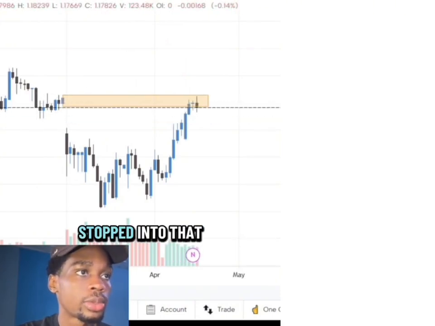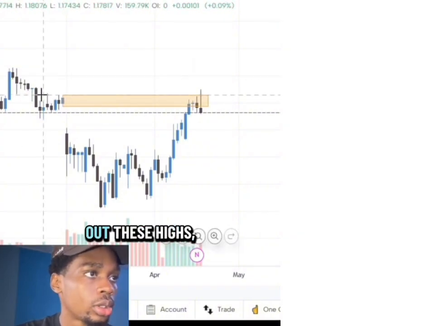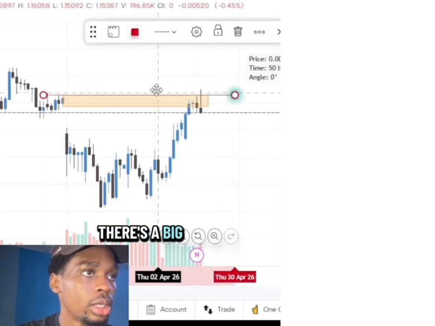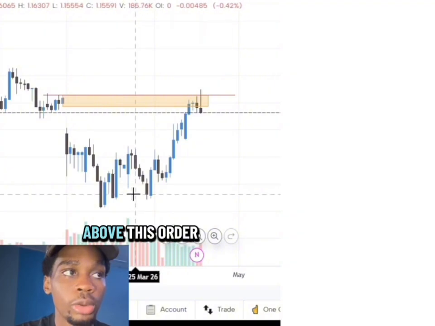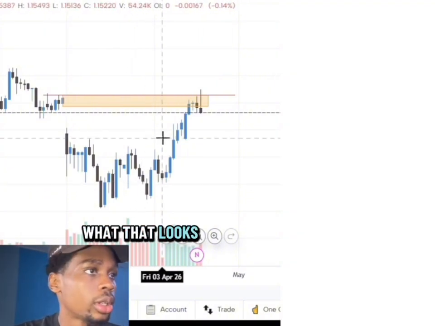As you can see, price has tapped into that point. There's a very big liquidation right here. You can mark out these highs, all these highs right here. There's a big liquidation right there. So price liquidated this. It didn't close above this order block, this daily order block. So now let's go to the 4-hour time frame and see what that looks like.